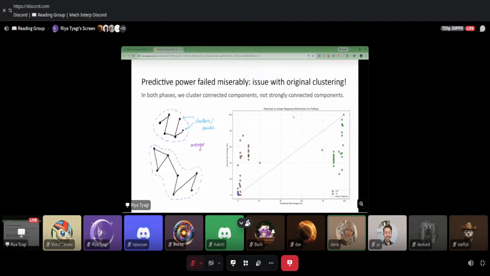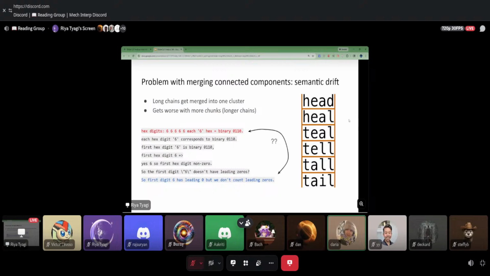But as I said, we were clustering weakly connected components. Whenever the cosine similarity between two chunks was above some number, we would just merge those, regardless of the surrounding situation. We sort of did the same in the LLM judge case. And so the issue with this is that long chains would get merged into one cluster.